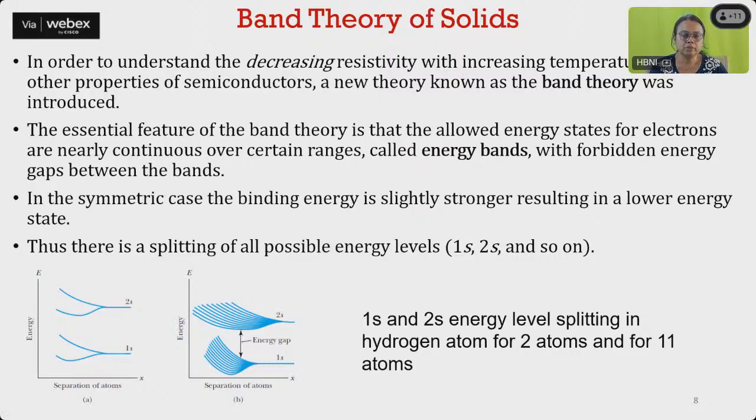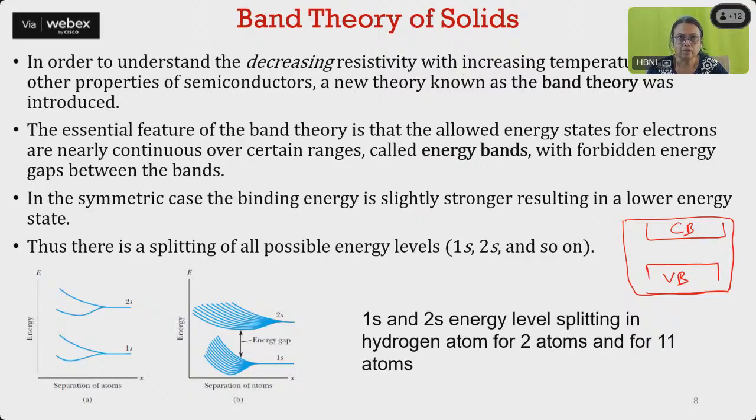The essential feature of band theory is that the allowed energy states for electrons are nearly continuous over certain ranges called energy bands. Earlier I was showing that we have a conduction band and a valency band. But is it actually like that for a semiconductor, and how is it forming? When we talk about silicon or germanium, or starting with hydrogen, we have energy levels like 1s, 2s, and so on. So how do we go from 1s, 2s into these bands?